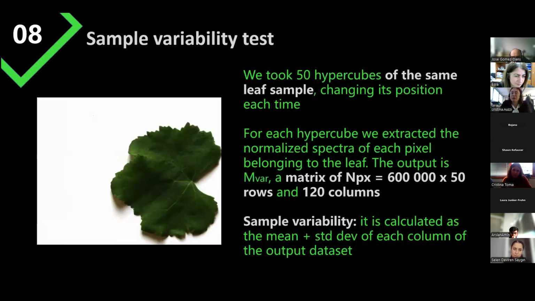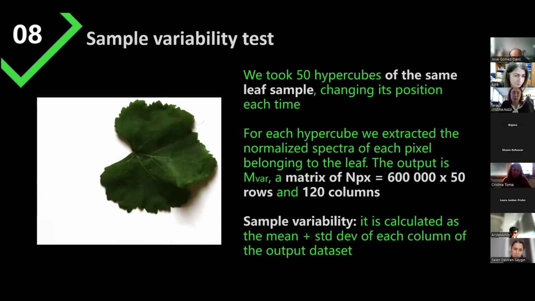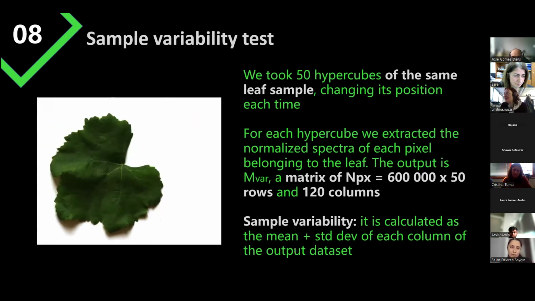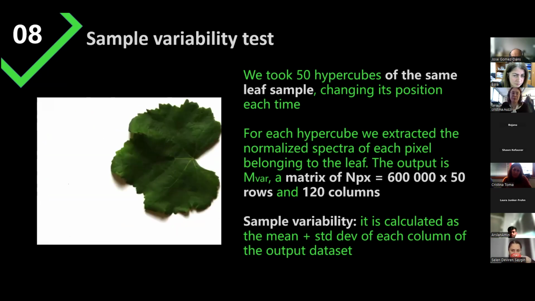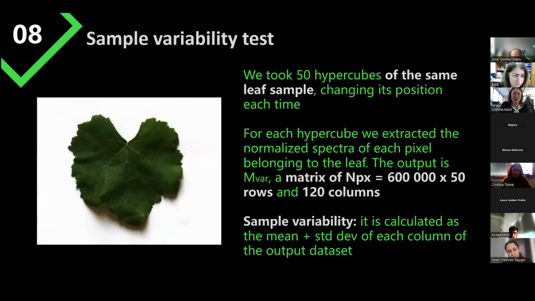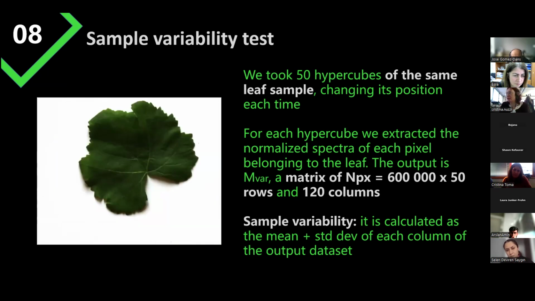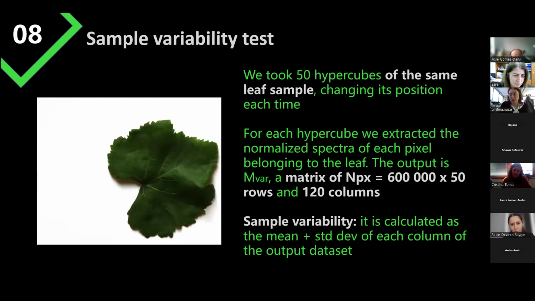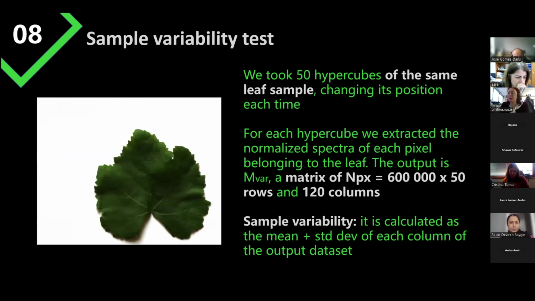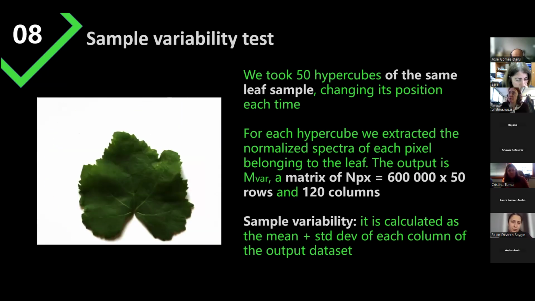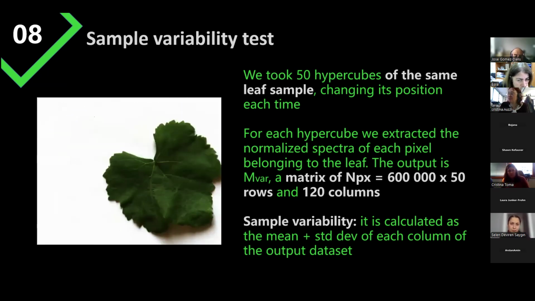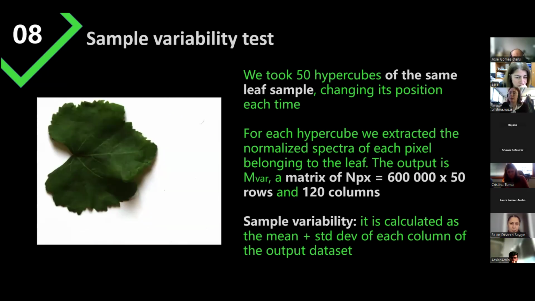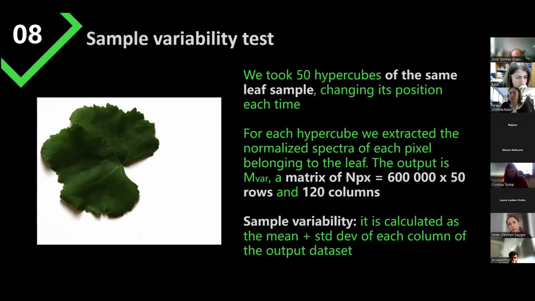Okay, so before proceeding, we wanted to check the sample variability. I'm from a measurement lab, so this is actually the main topic. Before conducting every type of experiment that I will show you later, before anything, we collected 50 hypercubes of the same leaf sample, which was probably a healthy one, changing its position in the field of view of the camera each time. So 50 hypercubes, same sample, different position.